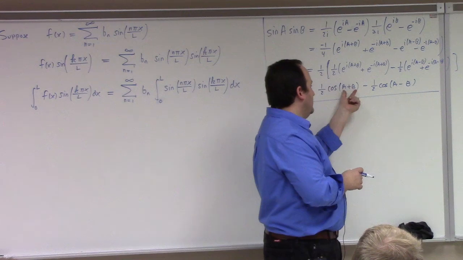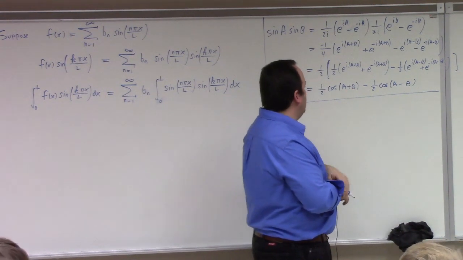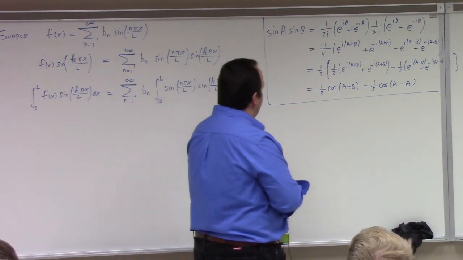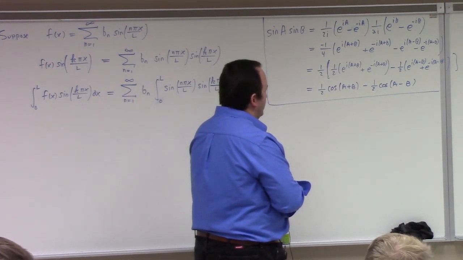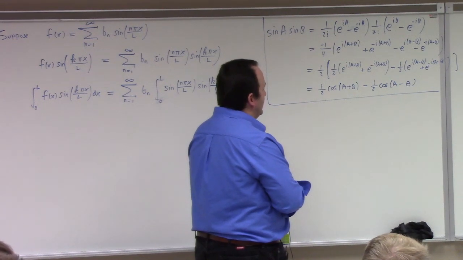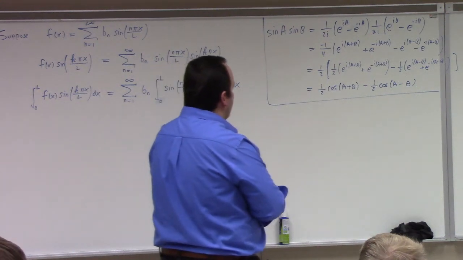Plug in pi over 2, we get, oh no. Uno momento. Look, and my check didn't work. I'm getting back -1. So I made a sign error in here. Dropped a negative. Where'd I do it?